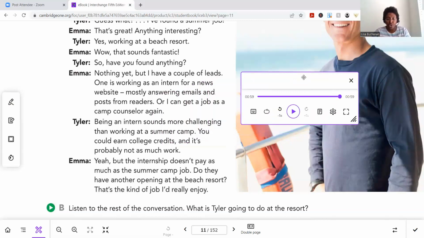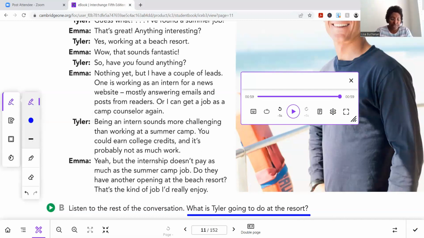All right, very good. Hope you enjoyed that. And sorry if the recording blocked part of the text, but here you can see the text. So the question is, what is Tyler going to do at the resort? If you listened well or read well, Tyler is going to work with the entertainment staff. He'll have to organize and take part in daytime and evening activities like games, shows, and parties. Okay, let's move forward.